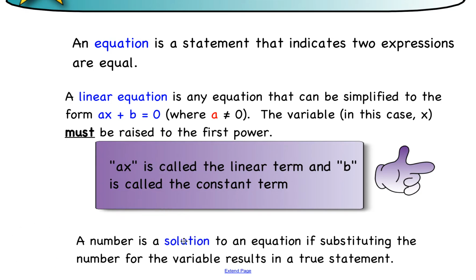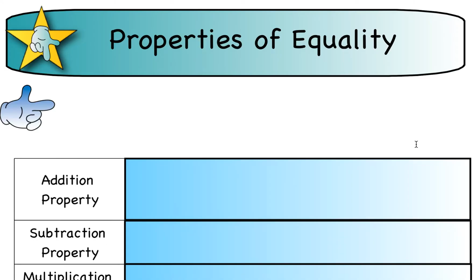So a number is a solution to an equation if when you substitute it into the equation for the variable, you get a true statement. So that's how you define what a solution is. If it works in the equation when you substitute it and you get a true statement, then it's a solution. So those are our 3 vocabulary words for this section.